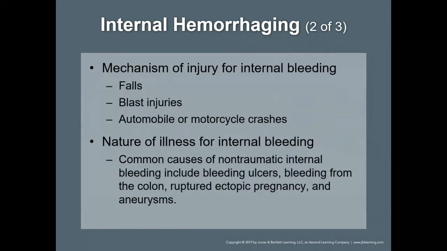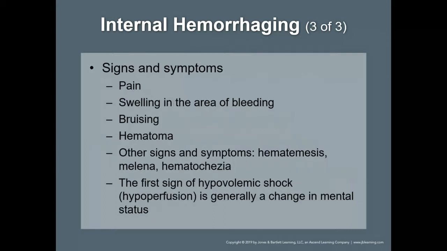So things that can cause internal bleeding could be anything from falls, blast injuries. Remember, in blast injuries, we get a concussion wave that can damage internal organs without really creating a lot of external damage, at least not damage that's visible to us. Any kind of automobile crash or whatnot. And there are a lot of illnesses that can be associated. We just spoke about GI bleeds, which would be related to bleeding ulcers or a bleeding colon, and once again the ectopic pregnancies and aneurysms.